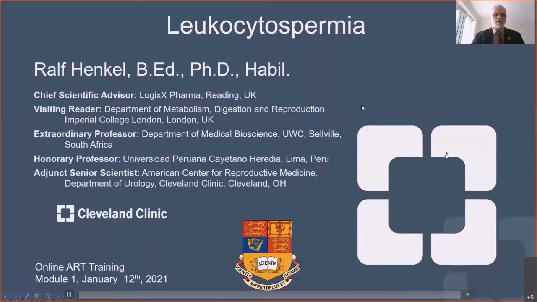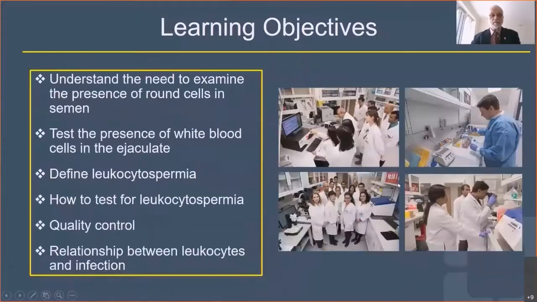Good morning, good afternoon, good evening, everybody, and welcome to my presentation on leukocytospermia today. The learning objectives today are to understand the need to examine the presence of round cells in semen, testing the presence of white blood cells in an ejaculate, defining a leukocytospermia condition, and how to test for leukocytospermia. And of course, when we test clinically, when we need quality control, and we also need to understand the relationship between leukocytes and the infection.